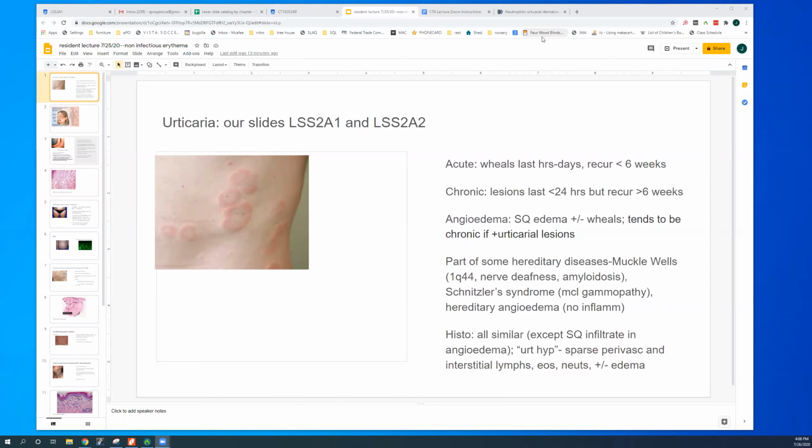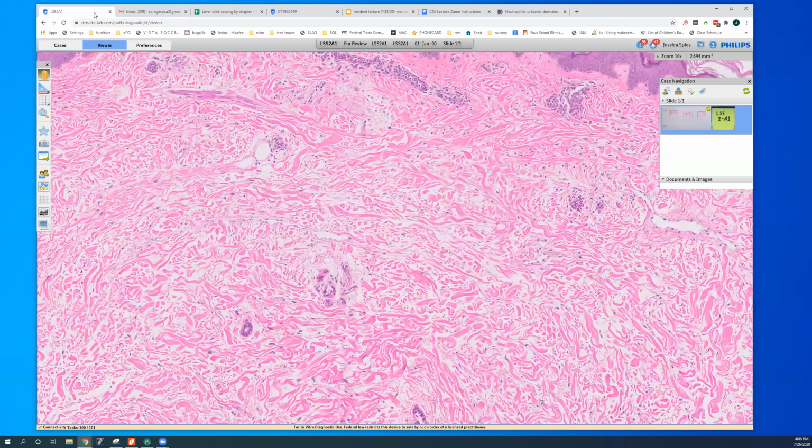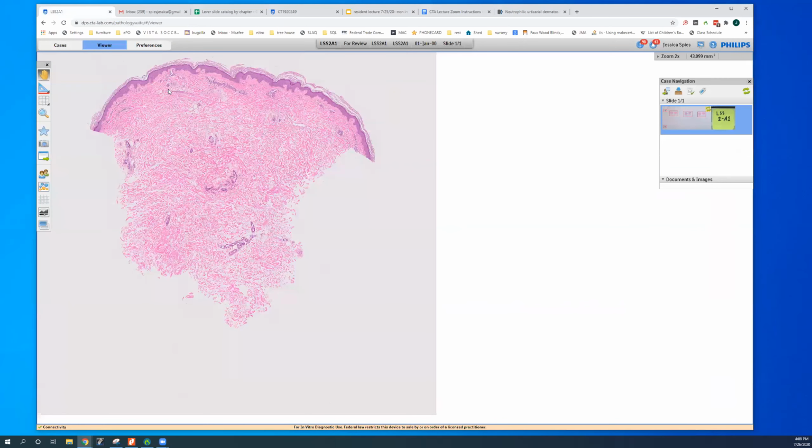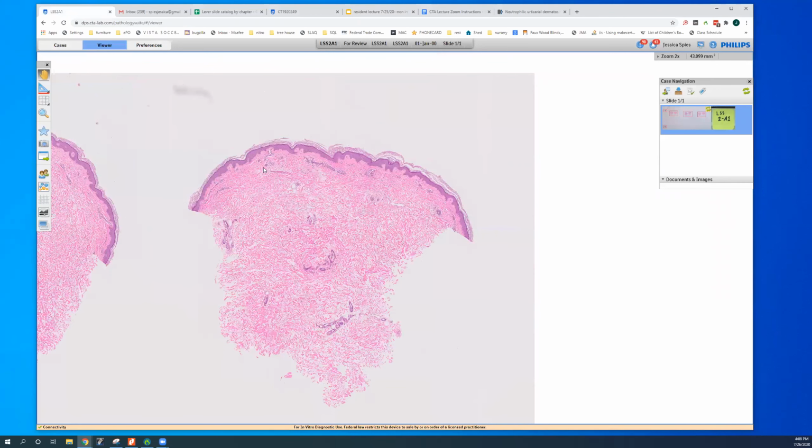Okay, so the first entity in the chapter is urticaria, and we've got 2 slides. We're slowly collecting the slides, so I don't have slides on everything, but I'm going to show you slides we do have, and then I just pulled some photos off the web for other entities. So here is a typical biopsy we get of urticaria at low power.